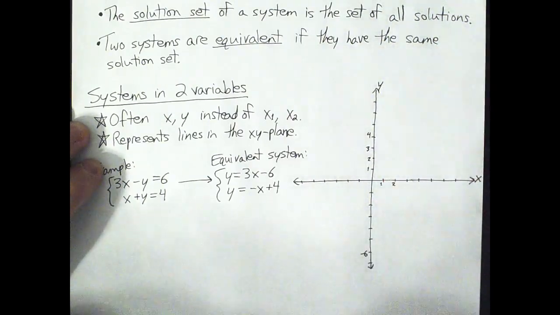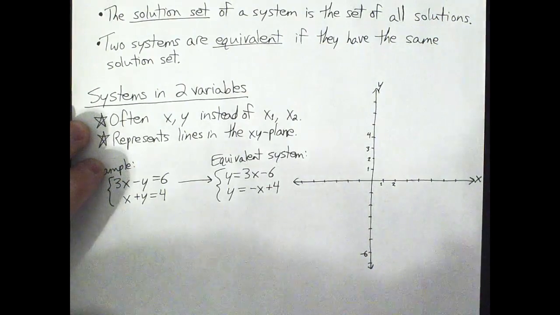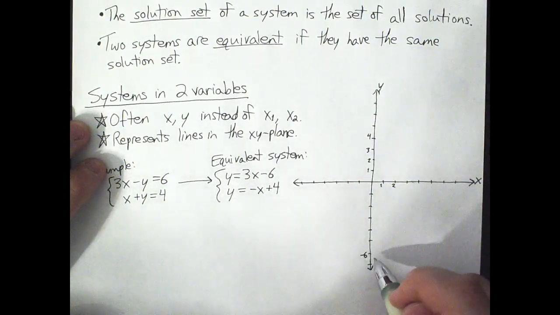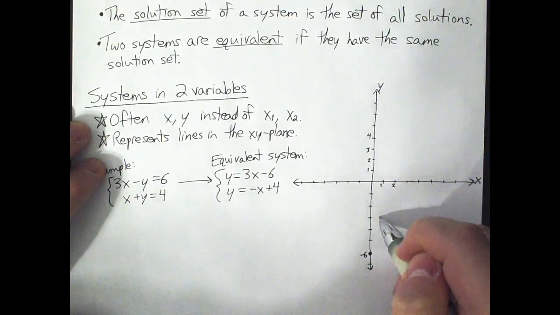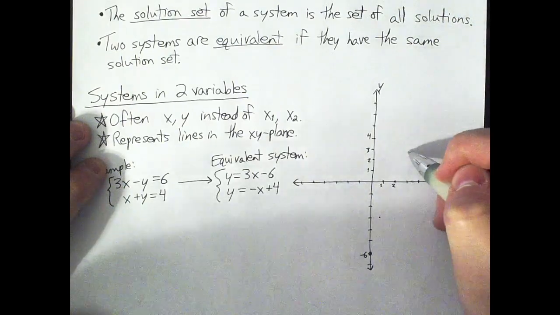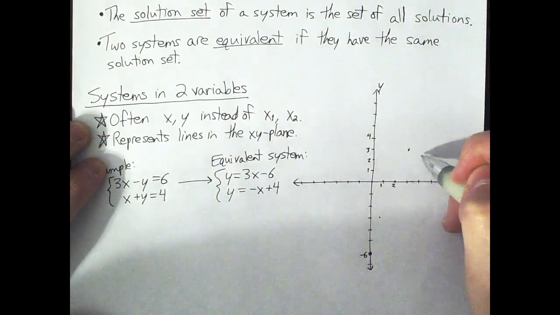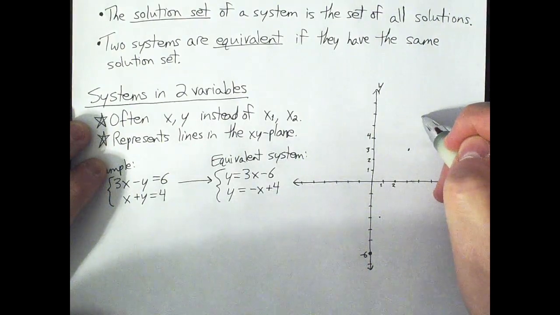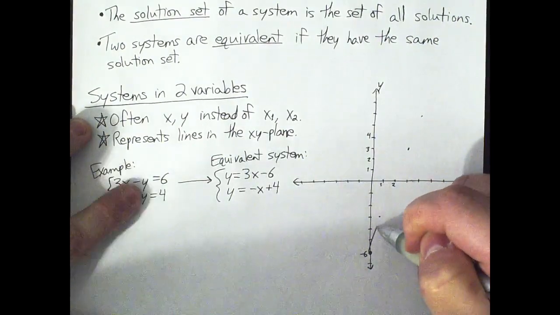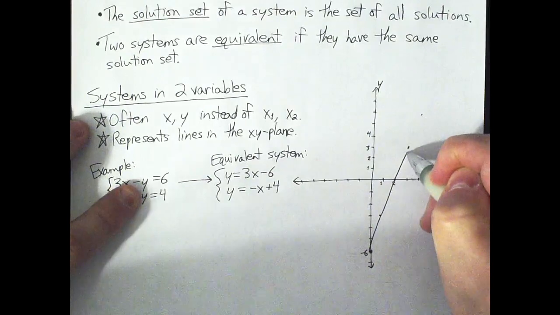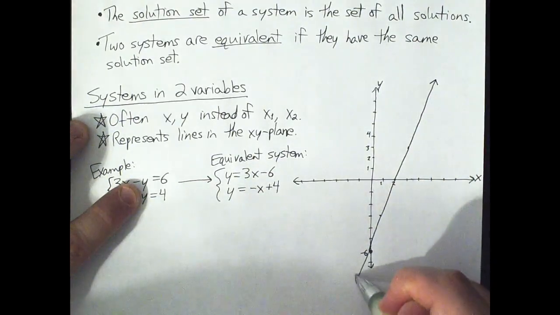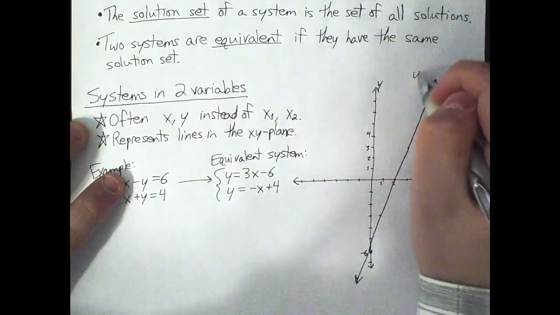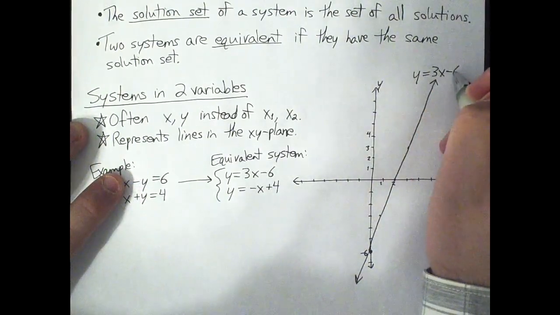All right, let's draw these lines. So the first line, y equals 3x minus 6, has a y-intercept of -6 and a slope of 3. Slope of 3 means for every 1 unit we go over, we go 3 units up. So it goes up to here, goes up to here, here. Okay, should look like that. That's y equals 3x minus 6.